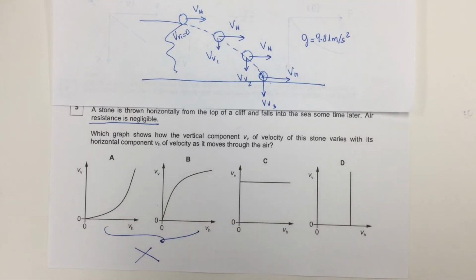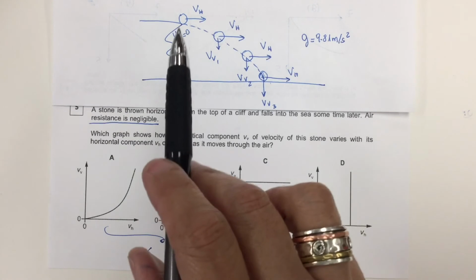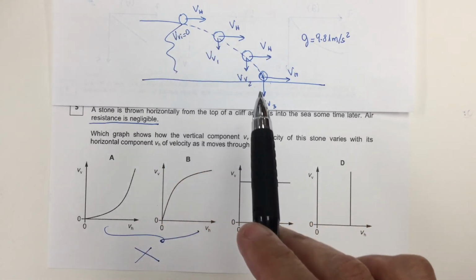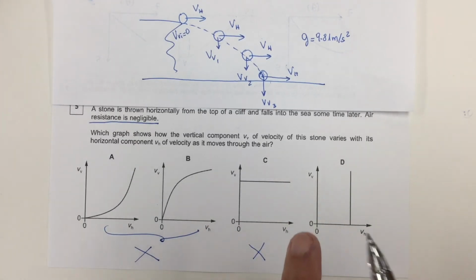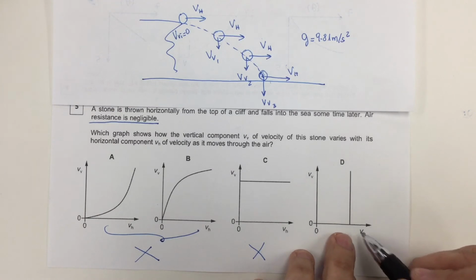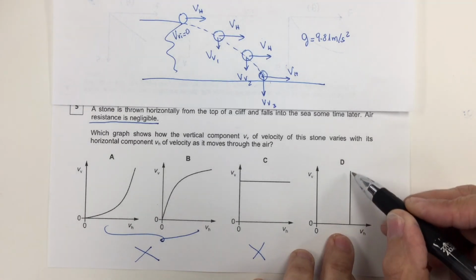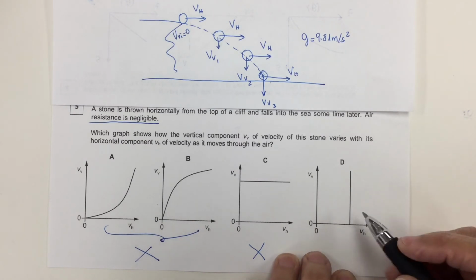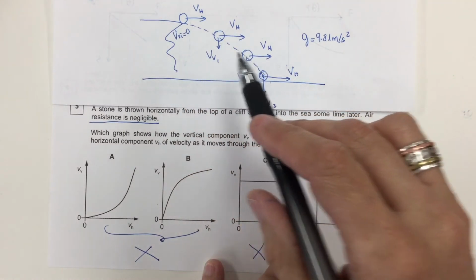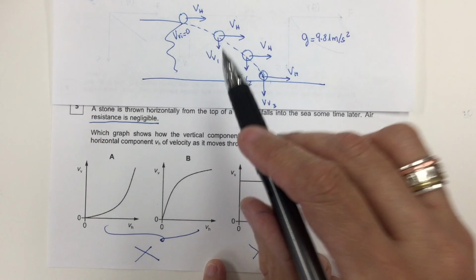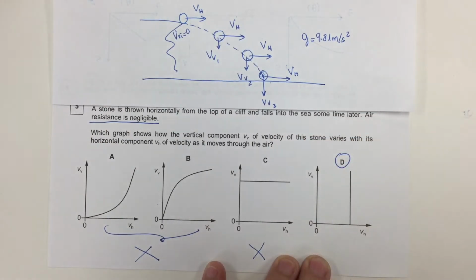Now let's take a look at C and D. Here, C indicates that the vertical velocity is constant. And this is not true because the vertical velocity increases over time. So C is also incorrect. Option D is showing that the horizontal velocity is constant. And this is correct because the horizontal velocity is constant during the entire trajectory. It's not affected by the acceleration of gravity. So the answer for this question is D.